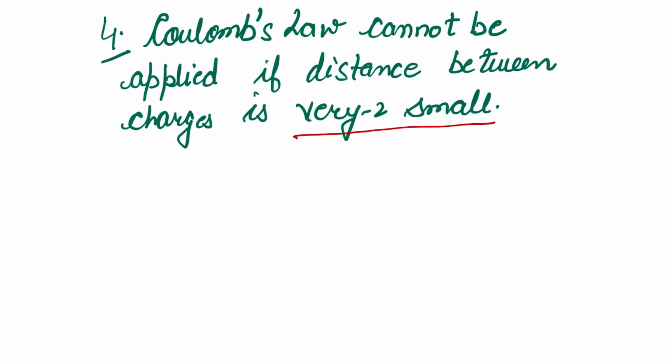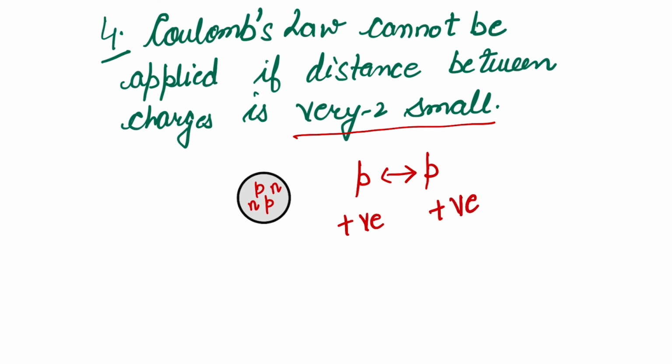The fourth limitation of Coulomb's law is that the distance between the charges is very small. Small means it is having the size of the nucleus. We know that inside the nucleus we have several protons and neutrons, right? The protons are charged particles, both have positive charge on them, and the positive charges repel each other.